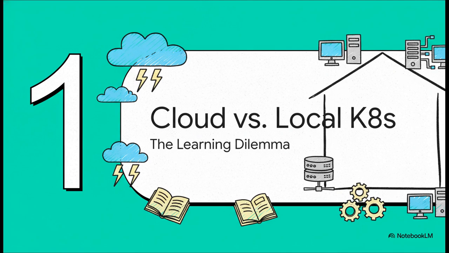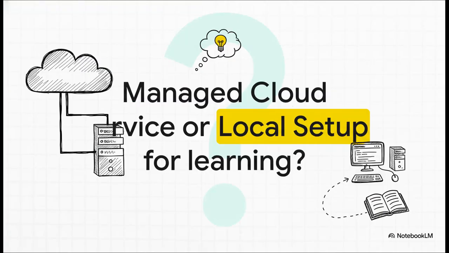All right, so you've decided you want to learn Kubernetes. Awesome. But the very first fork in the road is where you're going to practice. And believe me, this choice can totally change how well you actually get this stuff. So the big question is, do you go with a managed service in the cloud, like EKS or GKE, or do you roll up your sleeves and build a local setup? Now, you might think the cloud is just easier, right? But when it comes to learning, yeah, there's a catch.